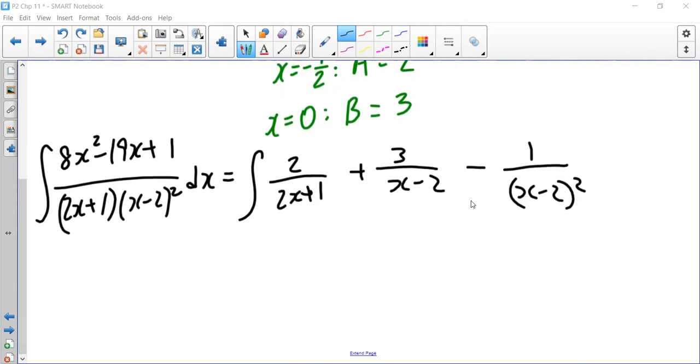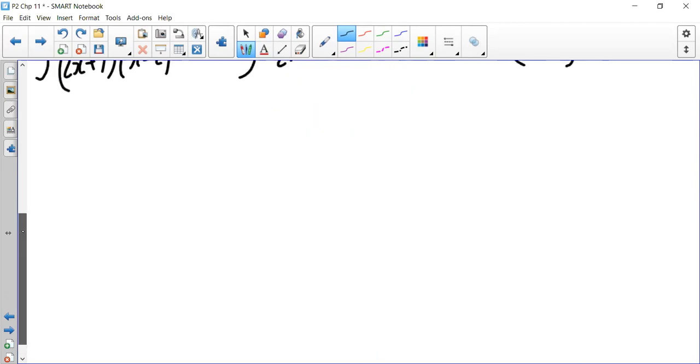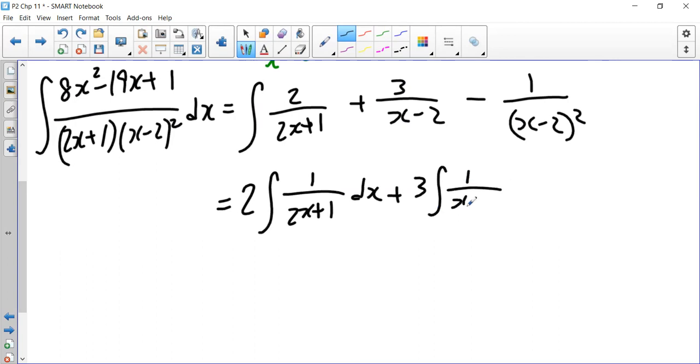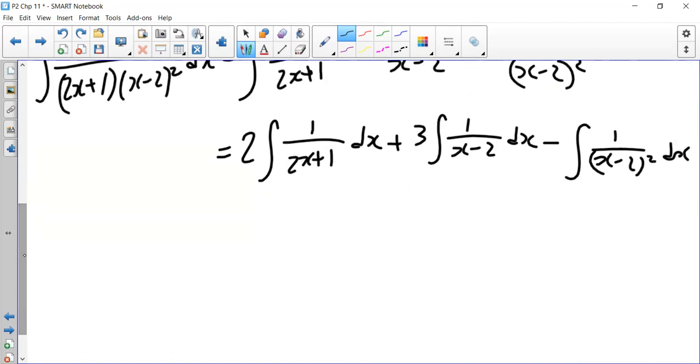Next, so what do we do? Again, we've got 3 fractions, so we can split them into 1 by 1. So the first fraction, I can pull out 2, and then 1 over 2x plus 1 dx, plus next one, I can pull out 3, 1 over x minus 2 dx, and the last one, pull out negative. Right. So 1 by 1. Now this time we are going to reverse chain 1 by 1.